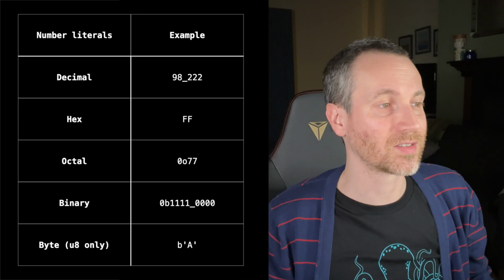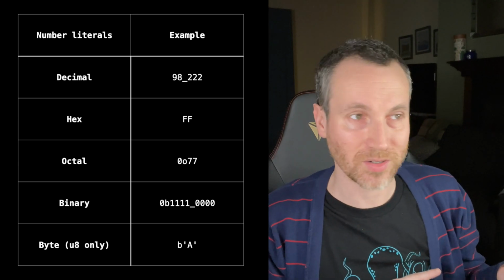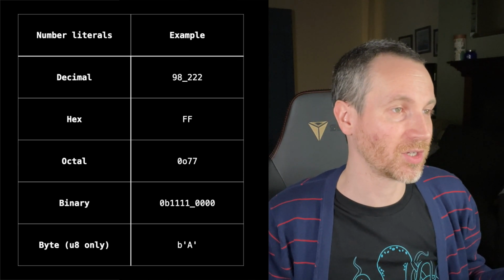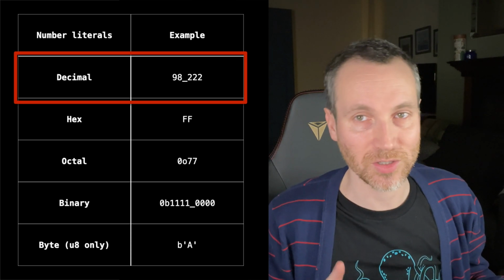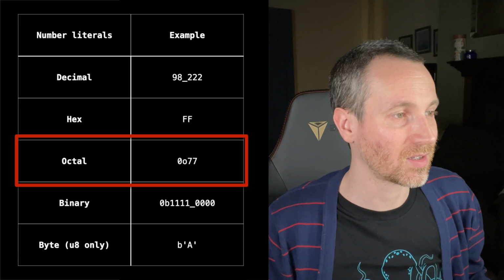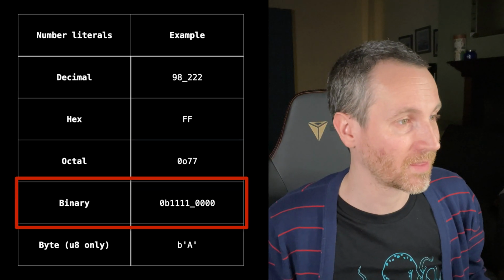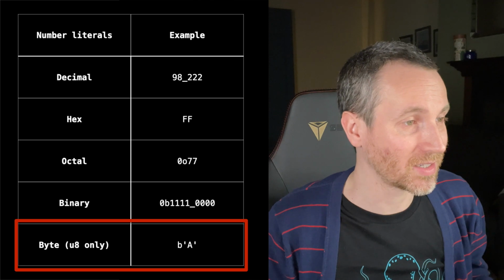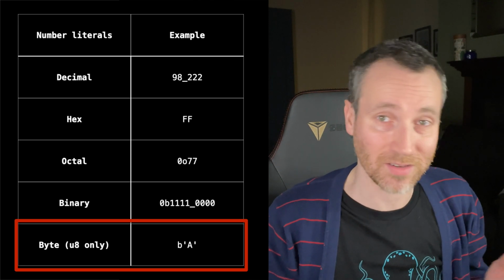Here's also a little example of the number literals that you could use. So if you want to do a decimal, 98_222, there's a hexadecimal, octal, I thought this was cool, binary, and then an 8-byte only character. So it's b'A', pretty sweet. So let's move right on.